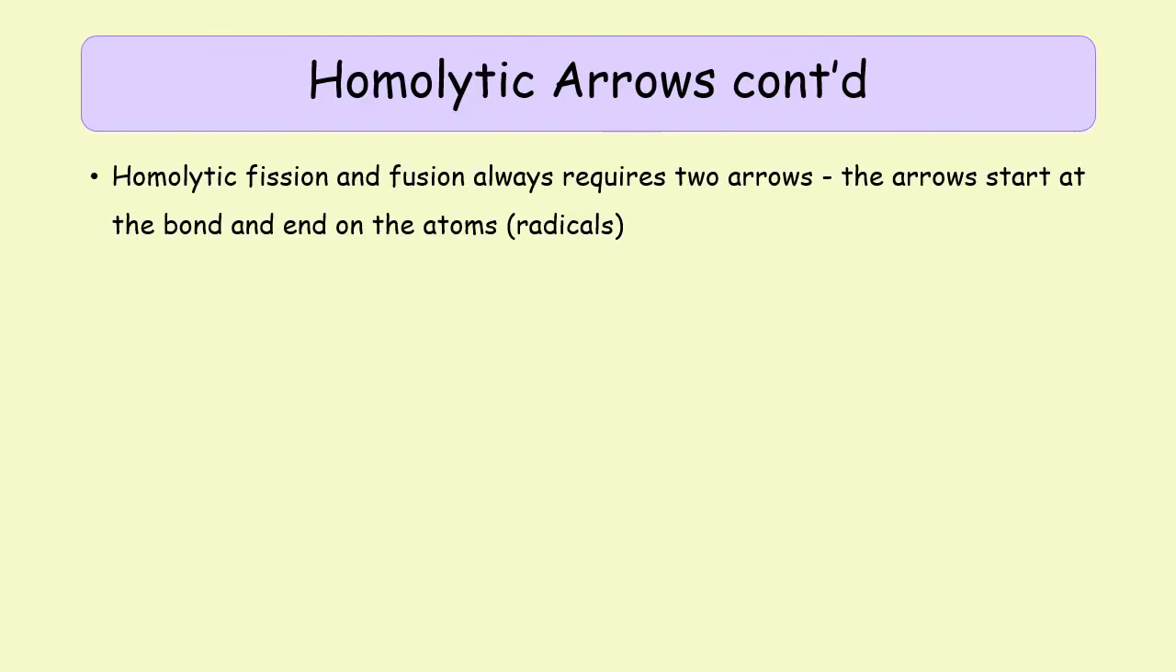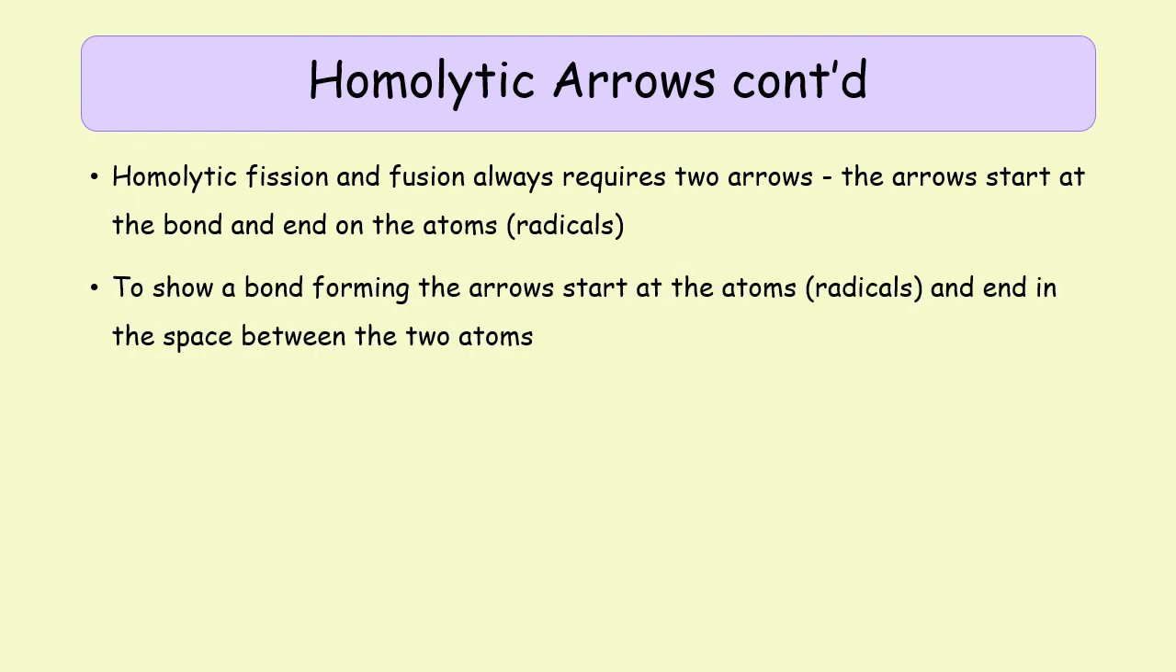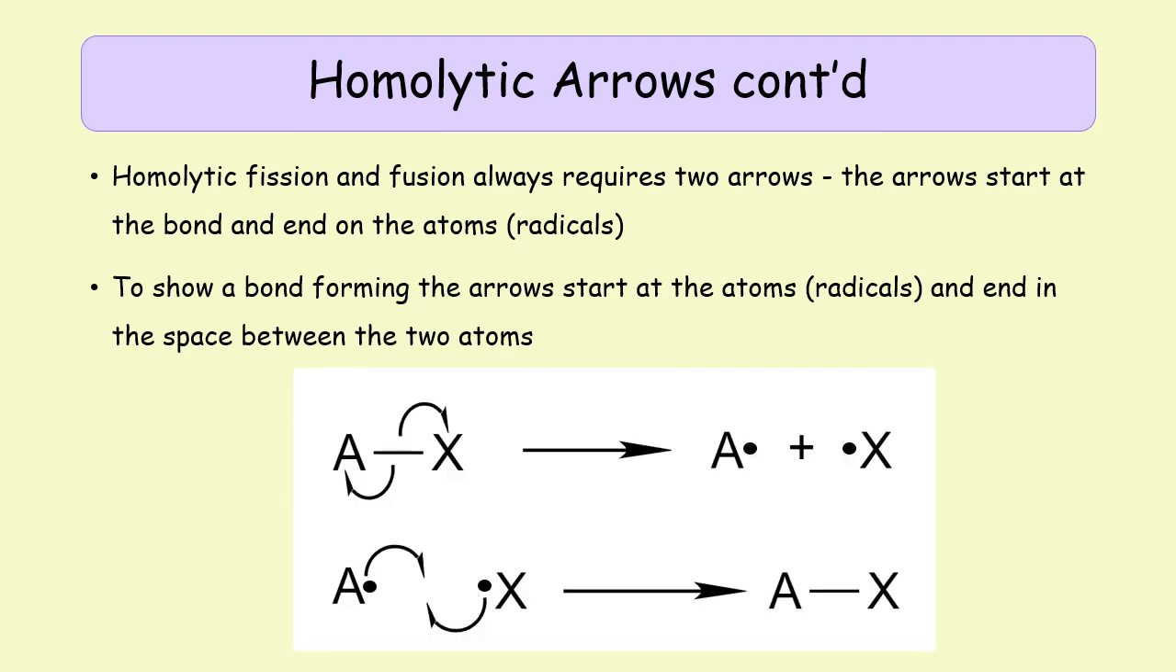Now, homolytic fission always requires two arrows, starting at the bond, ending up at the atoms, or radicals, that's what we would call them. To show a bond forming from radicals, so doing a fusion reaction, we need to show that the arrow is going towards the empty space between two atoms. So in fission, we start at the bond, end on the atoms to form radicals. In fusion, when we're forming a bond between two radicals, we are going from the radical to that space between the atoms to show a bond is forming.